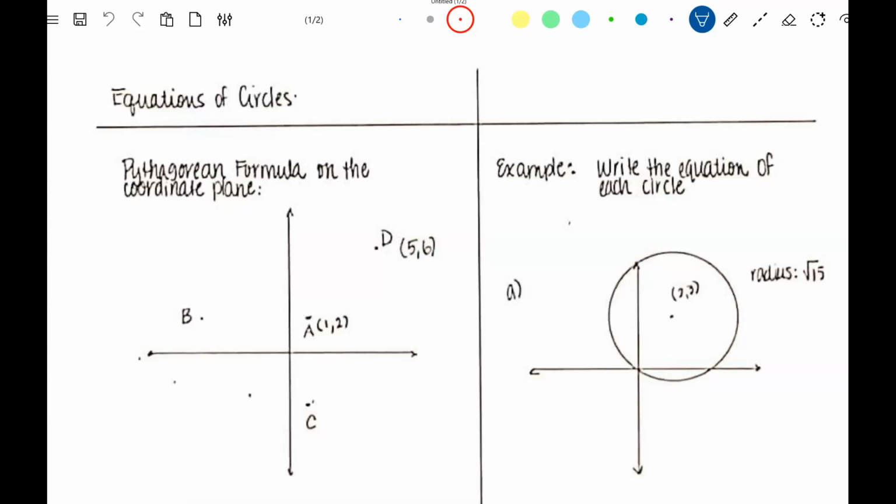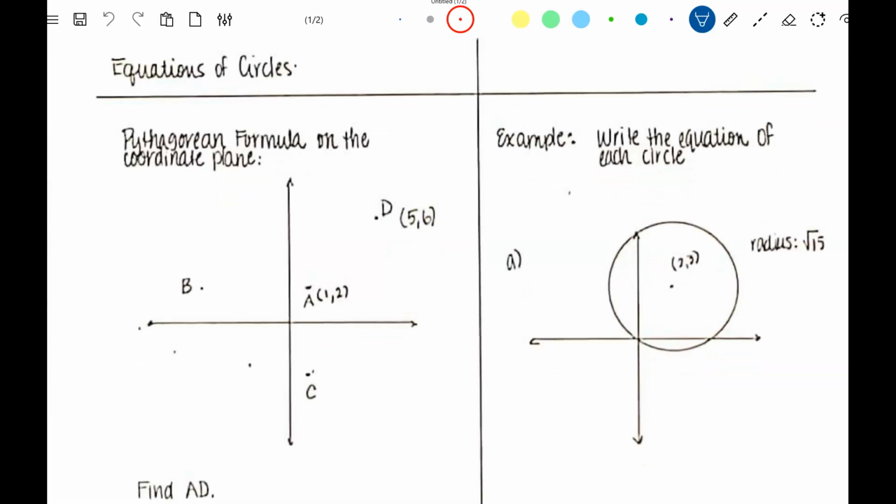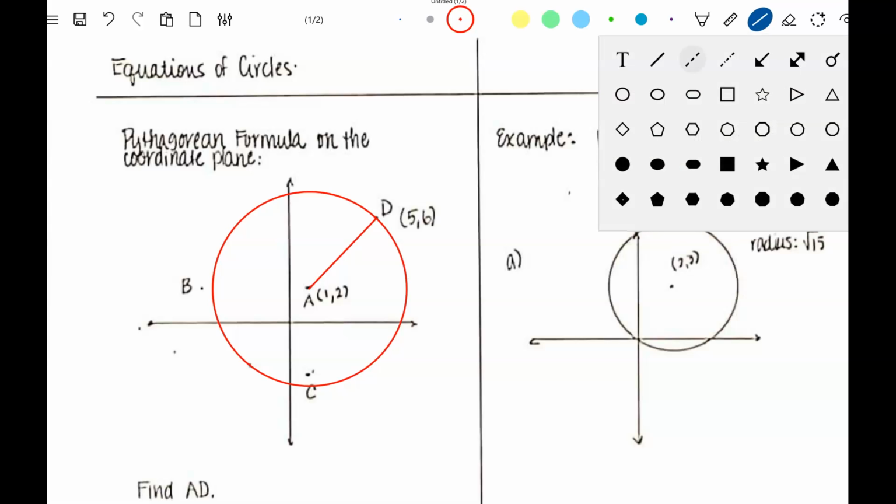Okay, equations of circles. The equation of a circle is based on the Pythagorean formula. If I was to draw a circle centered at point A that goes through D, and I was needing to figure out the length of the radius, I could use the Pythagorean theorem or the distance formula.